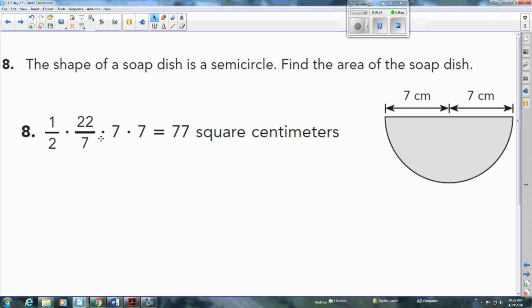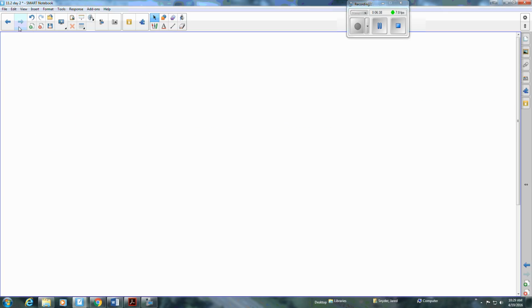Same idea here. We do 7 times 7 times 22 sevenths divided by 2 or multiplied by 1/2. You're going to end up with 77.